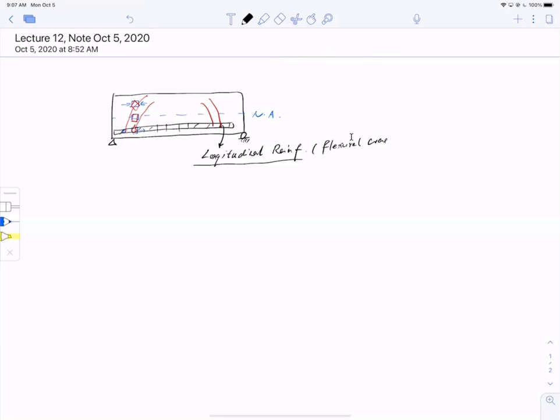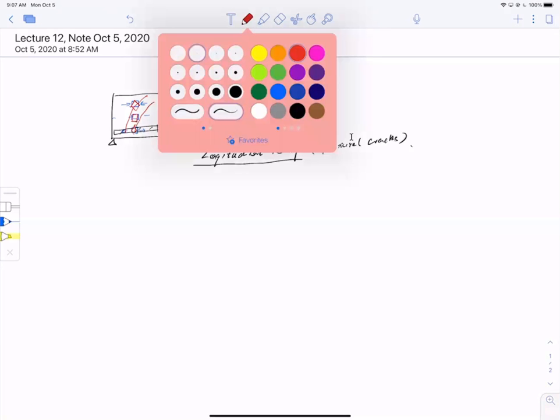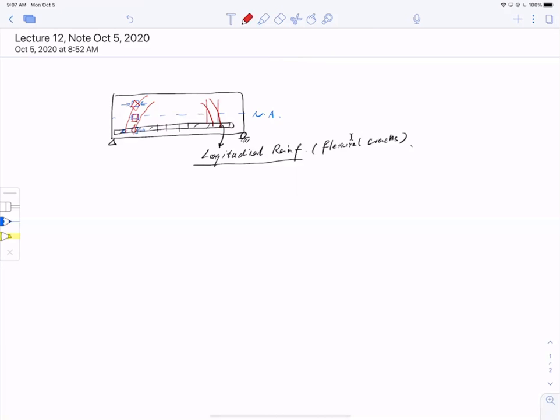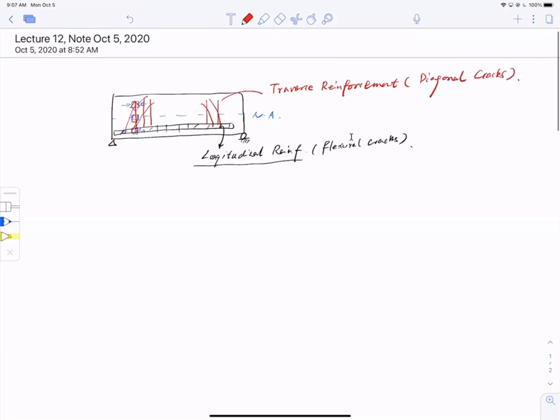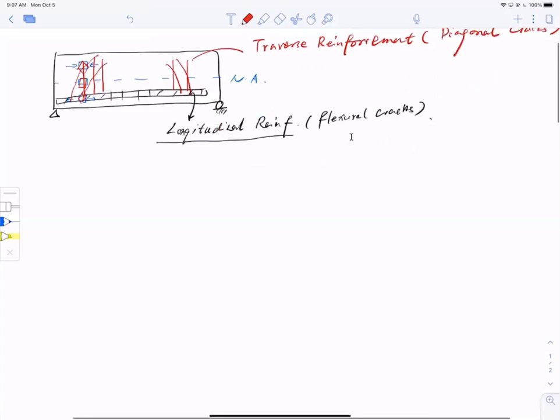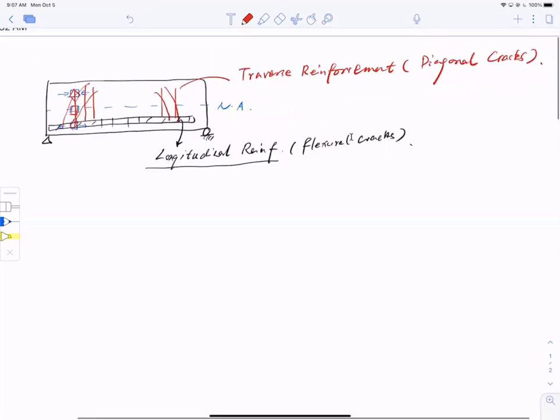We also talked about designing a transverse reinforcement, vertical transverse reinforcement. And these will take care of the shear, so we'll take care of the diagonal cracks. So that is the design concept. We basically have longitudinal bars for bending and vertical bars for shear.